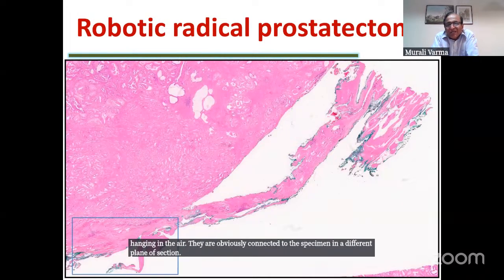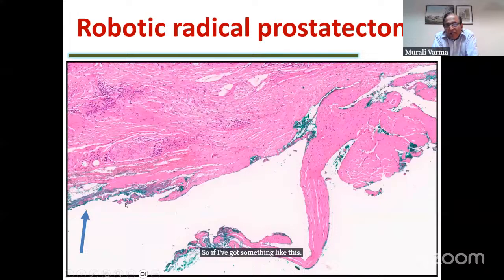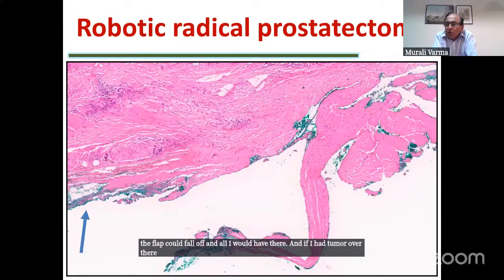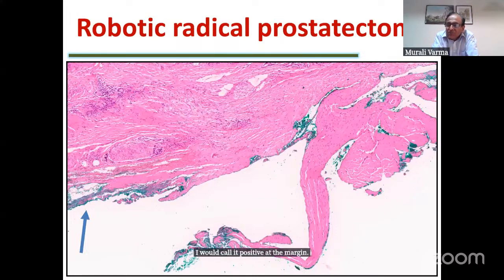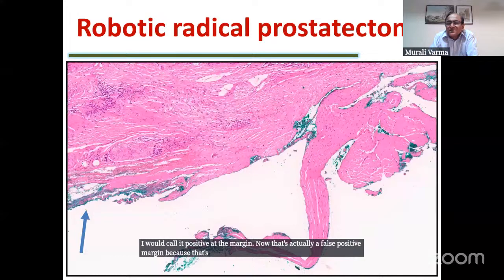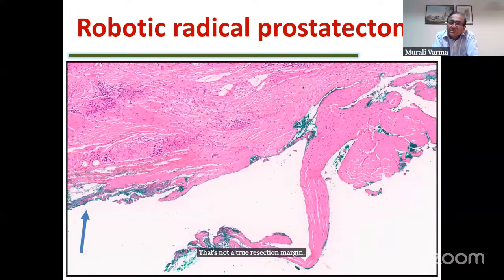So if I've got something like this, I've got ink there, but that is not the resection specimen. That is not the resection margin. The resection margin is up here. And if this flap, if the section was taken in a different plane, the flap could fall off and all I would have there, and if I had a tumor over there, I would call it positive at the margin. Now that's actually a false positive margin because that's not a true resection margin. That was a specimen margin. So be aware that the specimen margin and the resection margin may not be the same.